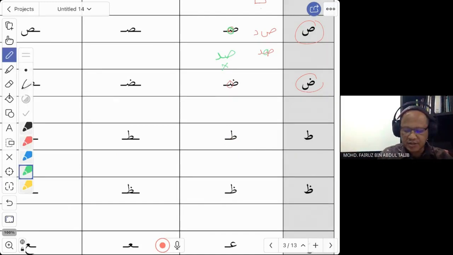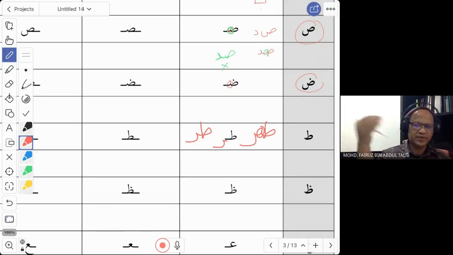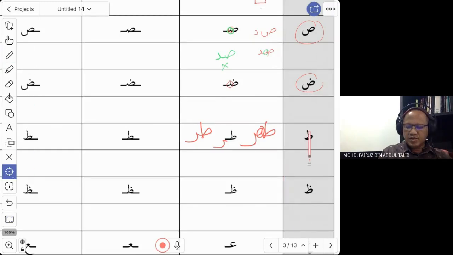For example, you want to link ta with ra, so you just draw ta, ra, that's all. No need to have that part. So that is the difference between ta and sod and dod, in terms of the linking. Za is similar to ta in terms of the rule. Za, and also another za.